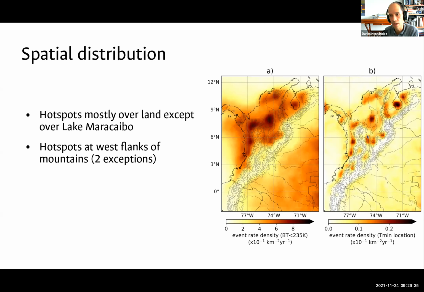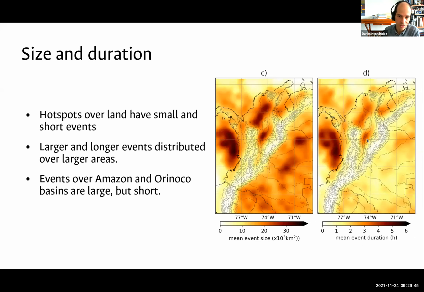And this is another exception here, the middle Magdalena Valley, which is actually on the eastern flank of the Central Cordillera. Now, what about the size of these systems and how long they survive? So this shows the size of the systems in thousands of square kilometers, and this shows how long they last on average. So it's the mean duration of these events.